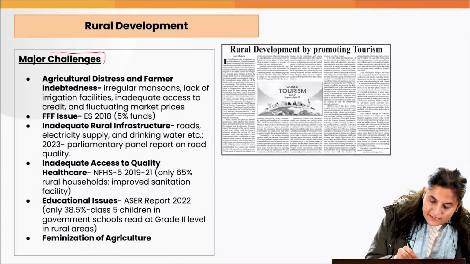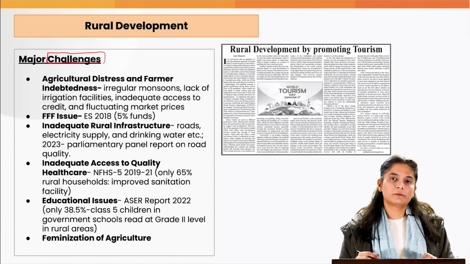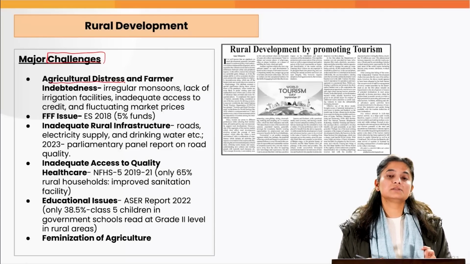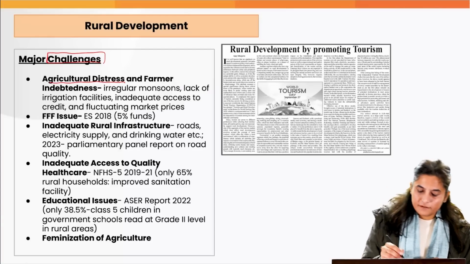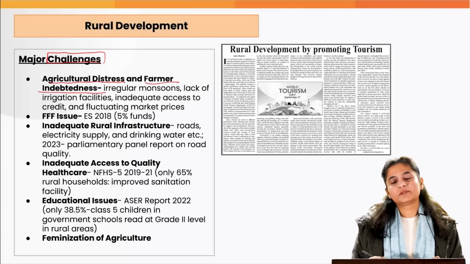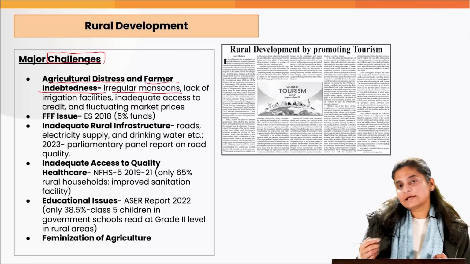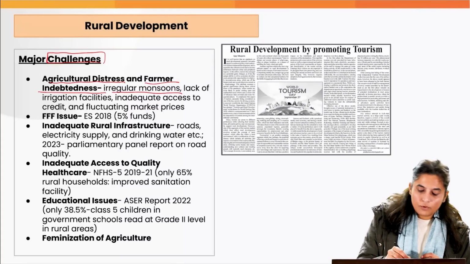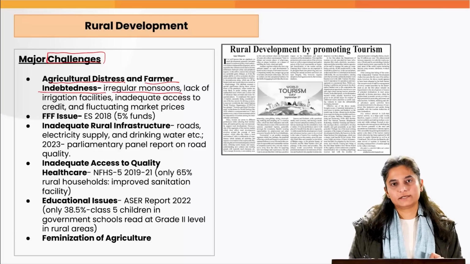Now, still there are certain hindrances and obstacles that we face in this arena of rural development. Why does rural development still face these hiccups? First of all, there is agricultural distress, which we see in the worst cases in the form of farmer suicides. There is farmer indebtedness. There are always protests going on. And why does this happen? Because most of them are dependent on monsoons, and monsoons are irregular, and they also lack access to irrigation facilities.